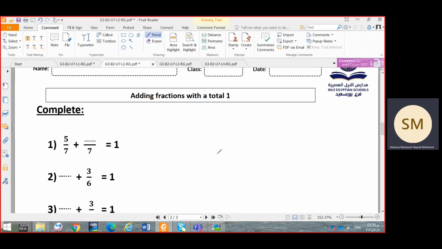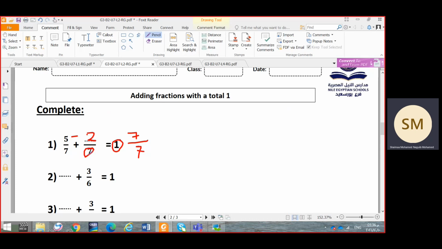Okay. Adding fractions with a total of 1. If I said 5 over 7 plus how many out of 7 equal 1. I told you before that 1 I can adapt with any fraction. Here, what is the denominator? 7. Okay, so to get it easy for me, 7 over 7. This is the same value. It will give me 1. 5 plus how many equals 7? I will make the opposite of the sign. This is plus, so it will be minus. So 7 minus 5, it will be 2. So the answer will be 2.